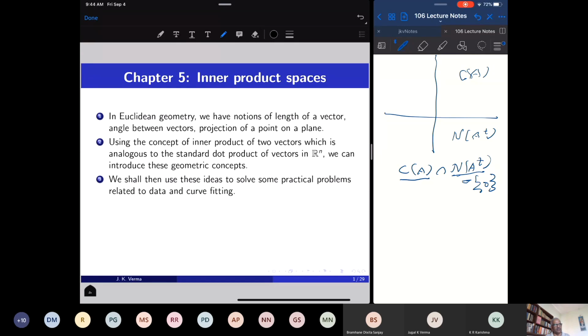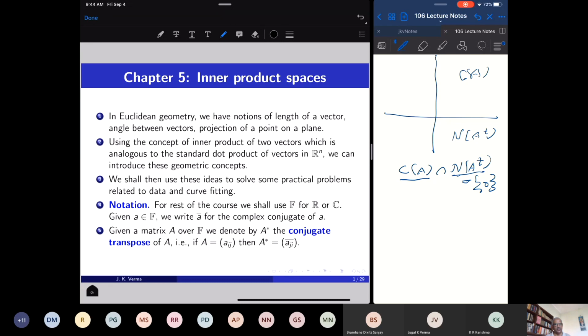So in natural phenomena, and also in applications nowadays in artificial intelligence and data analysis, we have to do a lot of curve fitting. To do curve fitting, we will see that what we are learning in this chapter is very essential. It is foundational in nature: how to do curve fitting on data. That I will explain after we develop a little bit of the theory of inner product spaces.